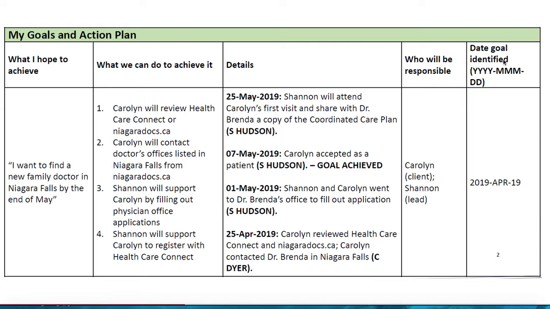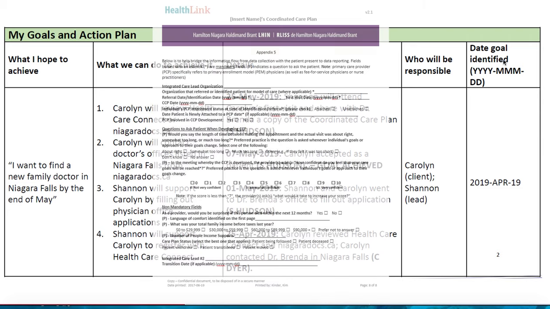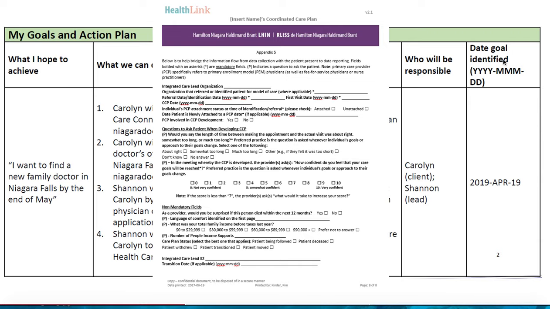Once a goal and action plan is identified and documented, this would be a natural opportunity to ask the client how confident do they feel that their care goals will be reached. This question is located in Appendix 5 of the paper copy of the Coordinated Care Plan and is a required question on the HPG initiation/update form.